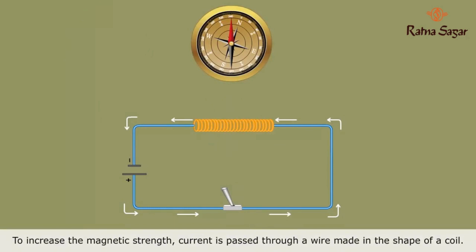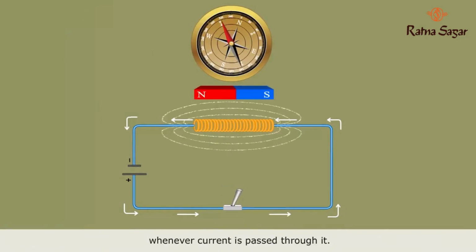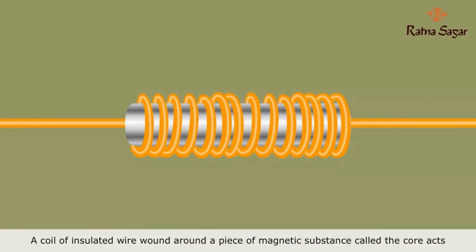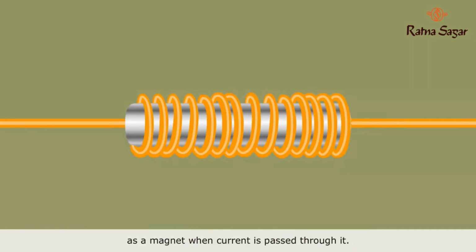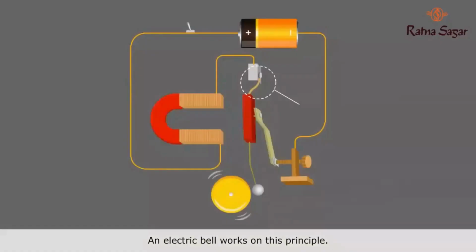To increase the magnetic strength, current is passed through a wire made in the shape of a coil. This coil acts as a bar magnet with the north and south pole at the opposite ends whenever current is passed through it. This is called a solenoid. A coil of insulated wire wound around a piece of magnetic substance called the core acts as a magnet when current is passed through it. This is called an electromagnet. The core increases the magnetic strength by several times. An electric bell works on this principle.